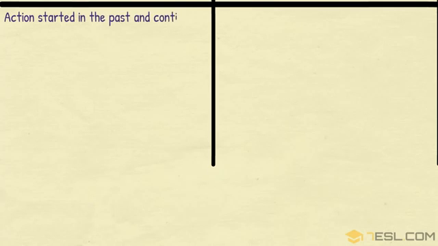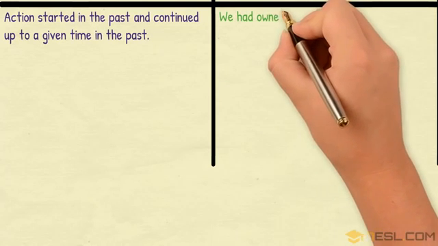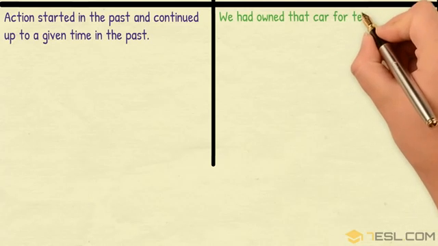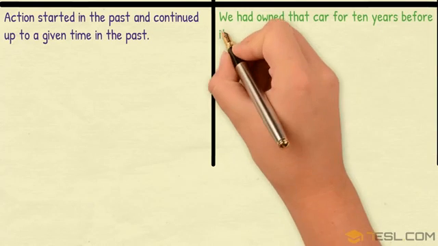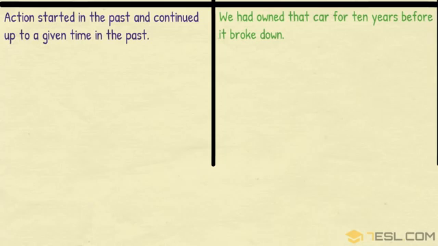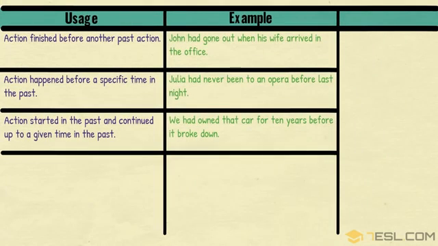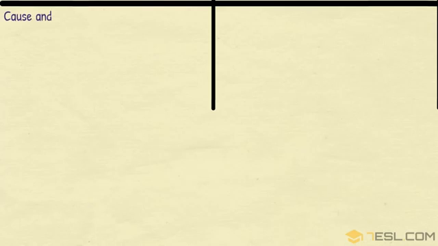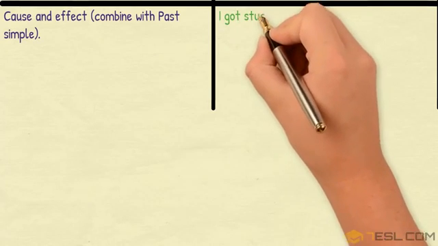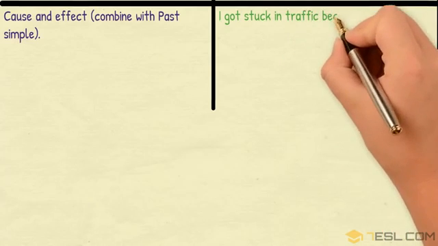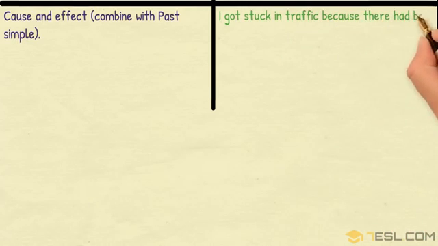Action started in the past and continued up to a given time in the past. We had owned that car for 10 years before it broke down. Cause and effect combine with past simple. I got stuck in traffic because there had been an accident.